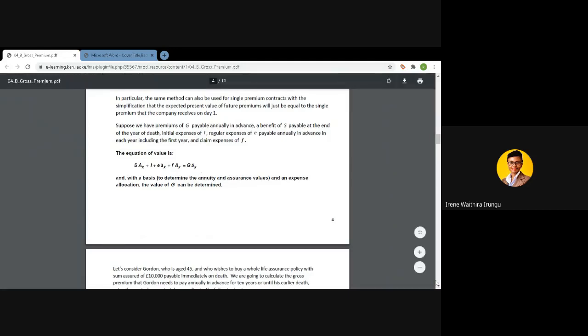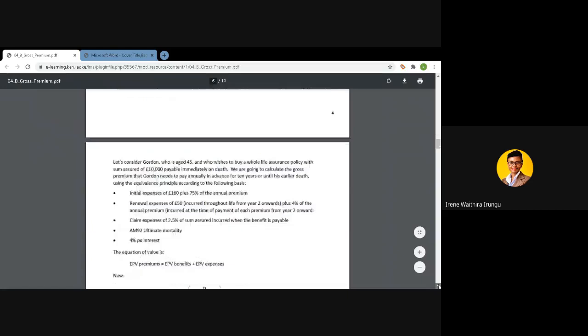Then on my right side, I have now the annual premium that is payable, the amount of G, and to determine the expected present value of that, then we discount, because we want to be able to price this annual premium contract. So let's look at an example so that it is clear.